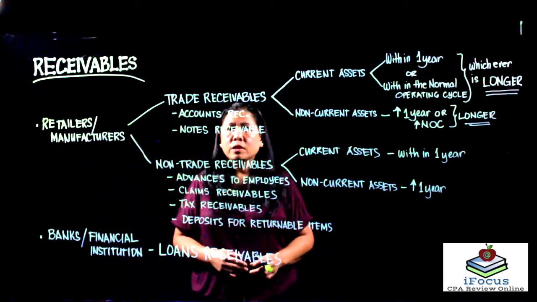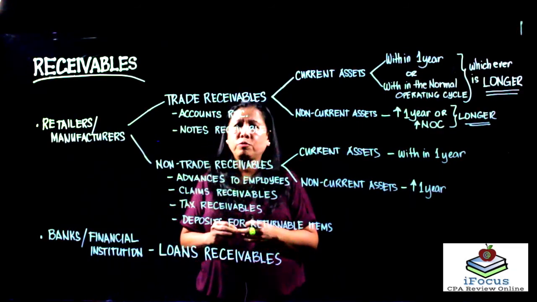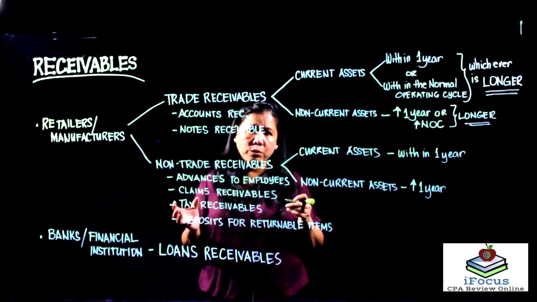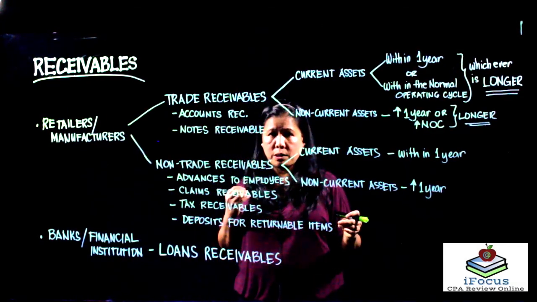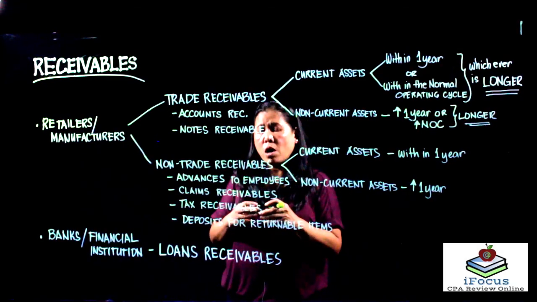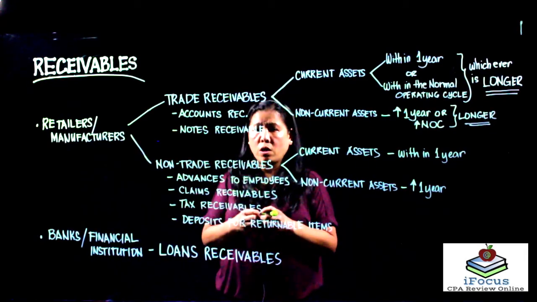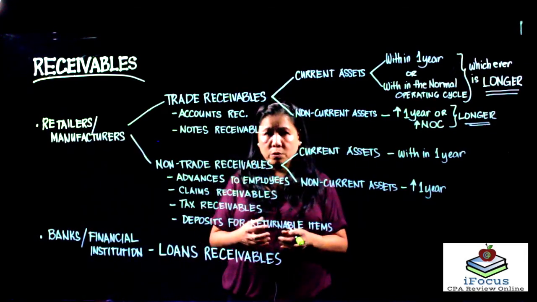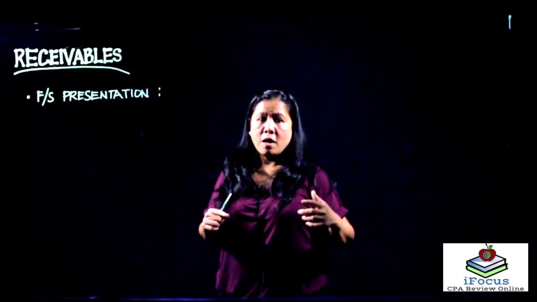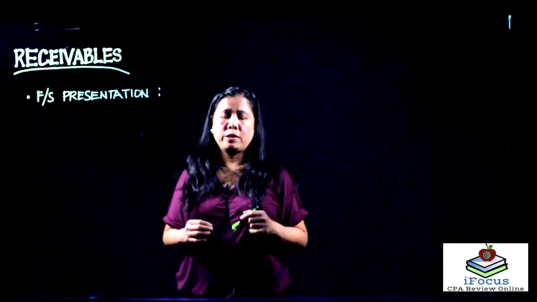All right. Now, trade receivables, we have two kinds of trade receivables. We have our accounts receivable and our notes receivable. And we will learn about accounts receivable in a separate video, as well as notes receivable in a separate video. All right?